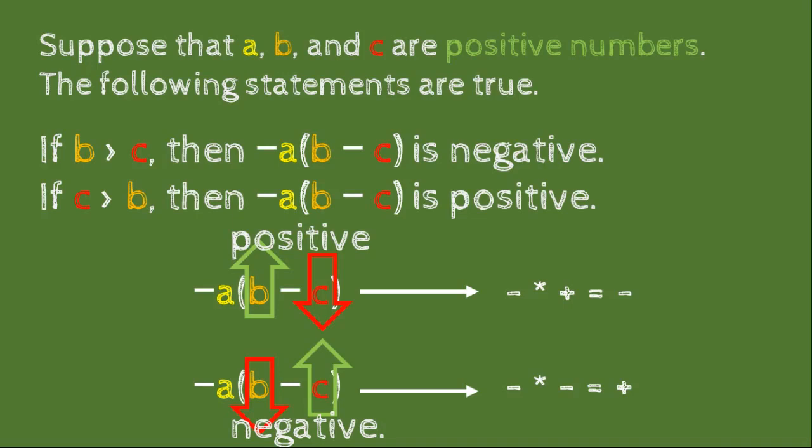So when B is greater than C, that would result in a negative number. When C is greater than B, that would result in a positive number. After we do that, we can then conclude that a negative times a positive equals a negative number, and a negative times a negative equals a positive number.